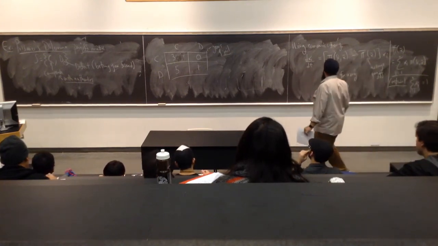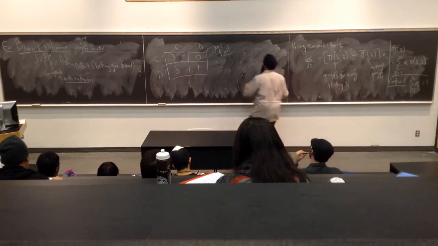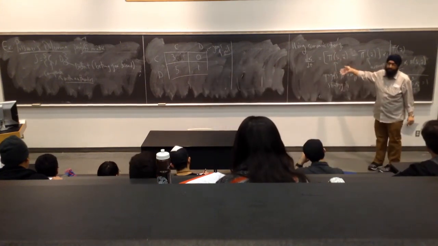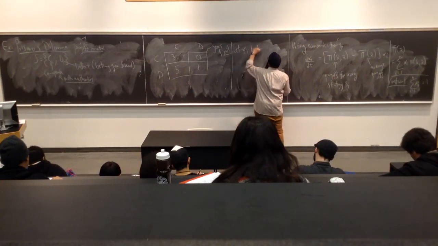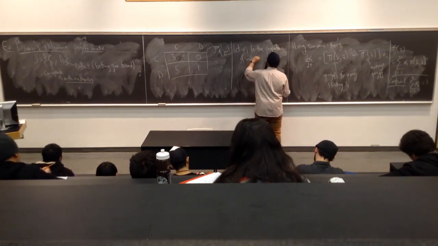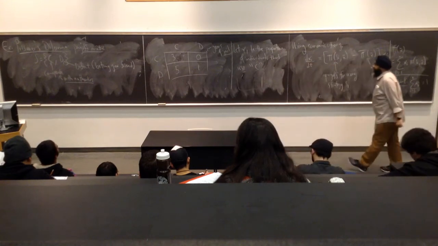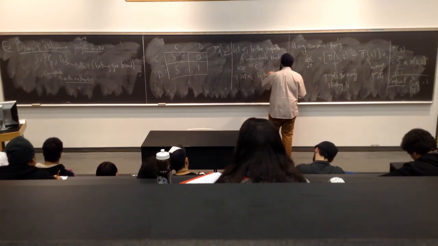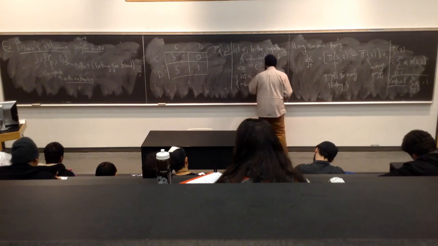So based on this, we should be able to write down a dynamical system that describes the evolution of these strategies. The first step: let x1 be the proportion of individuals that use strategy C. Similarly, let x2 be the proportion of individuals that use strategy D.